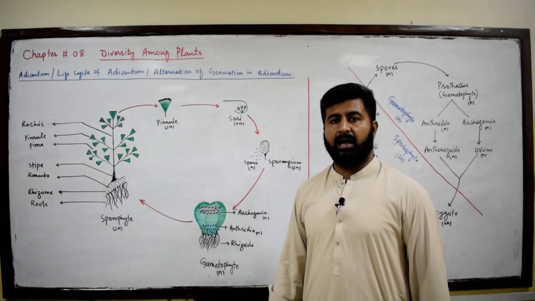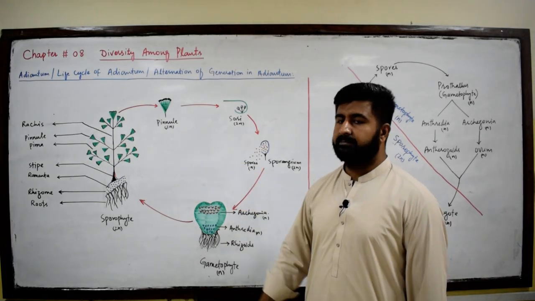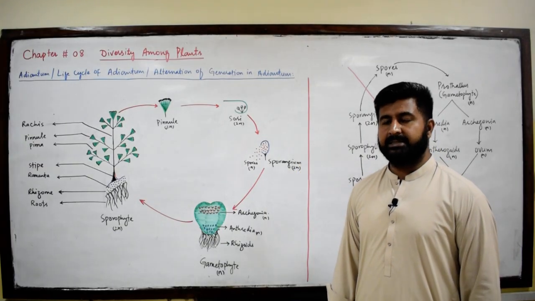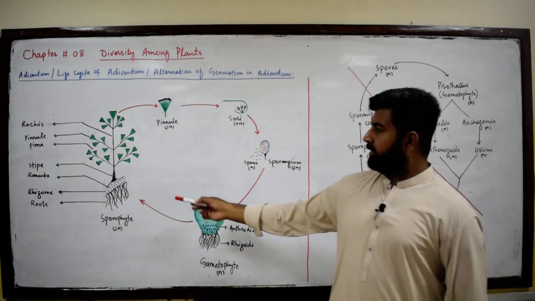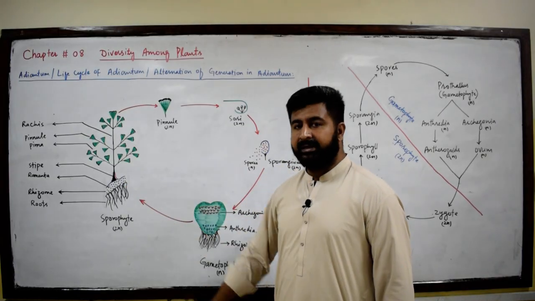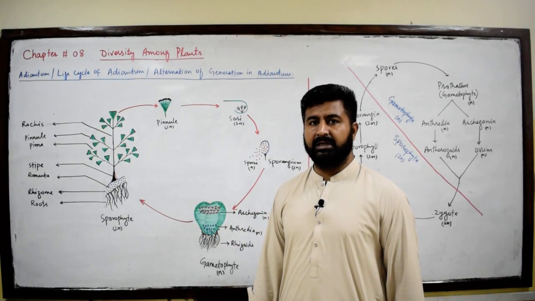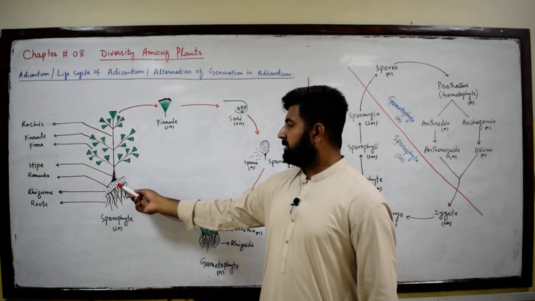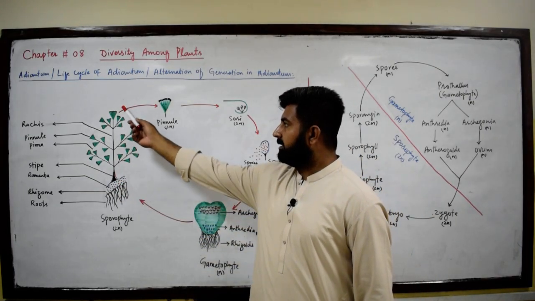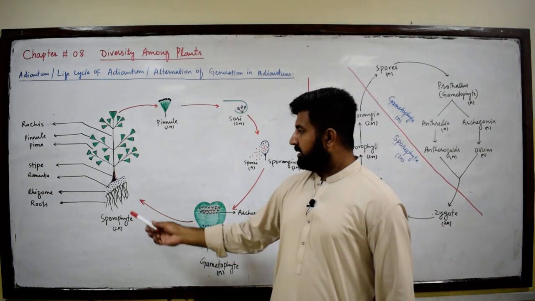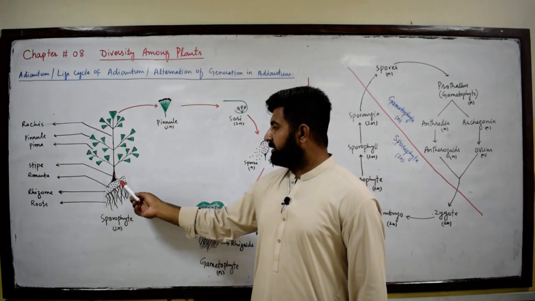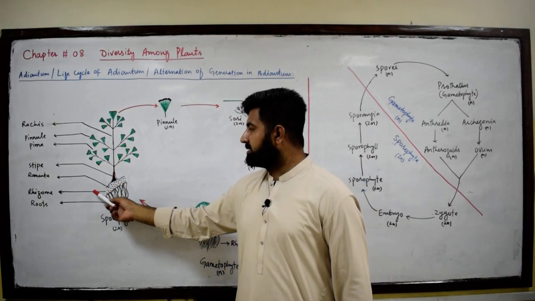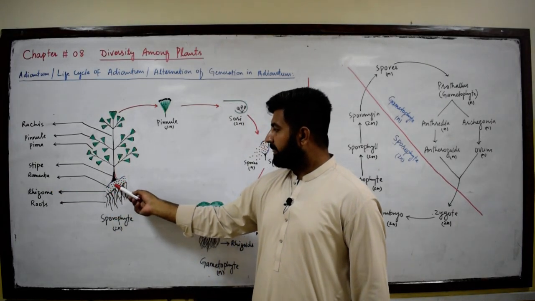Adiantum, life cycle of Adiantum or alternation of generation in Adiantum. If we look into the sporophyte of Adiantum, we can differentiate it into three parts, that is roots, underground stem and leaf. As we discussed, the stem is subterranean or underground and it is known as rhizome.